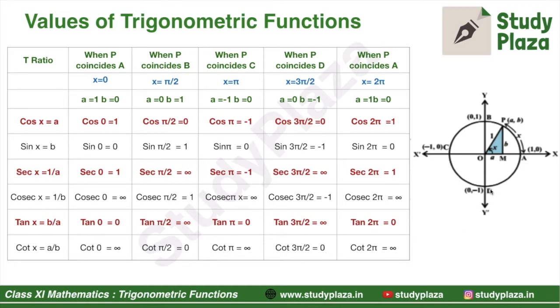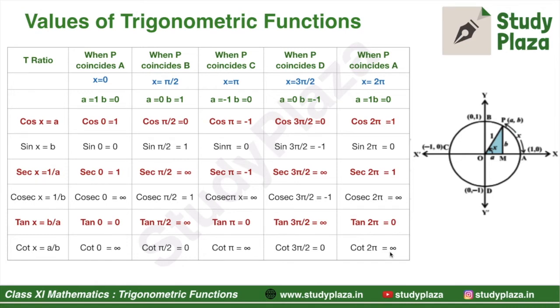And lastly, from point D, point P again goes back to A, completing the whole circle, that is an angle of 2 pi, that is x is equal to 2 pi, A is equal to 1, B is equal to 0. Again, these values will be the same as for 0. So the values will be cos 2 pi is equal to 1, sin 2 pi is equal to 0, sec 2 pi is equal to 1, cosec 2 pi is equal to infinity, tan 2 pi is equal to 0, cot 2 pi is equal to infinity.